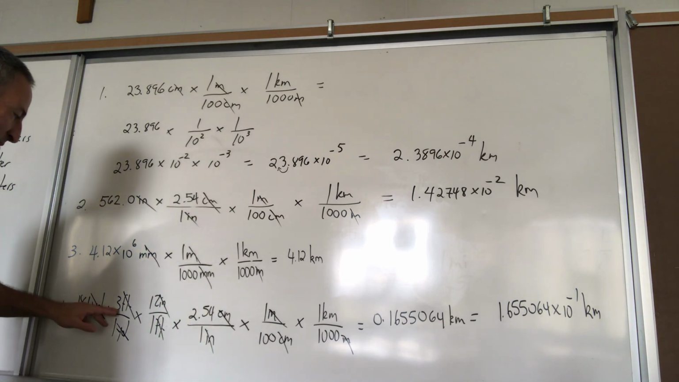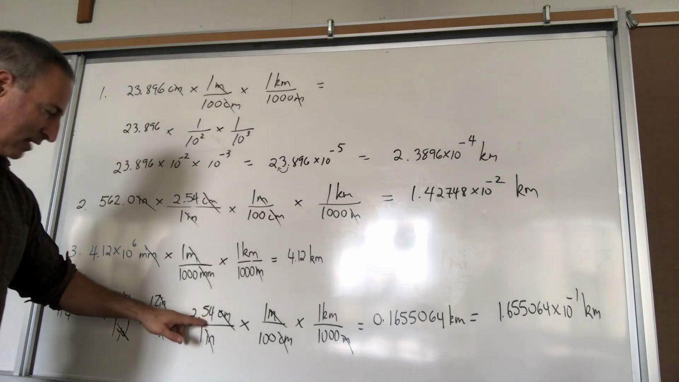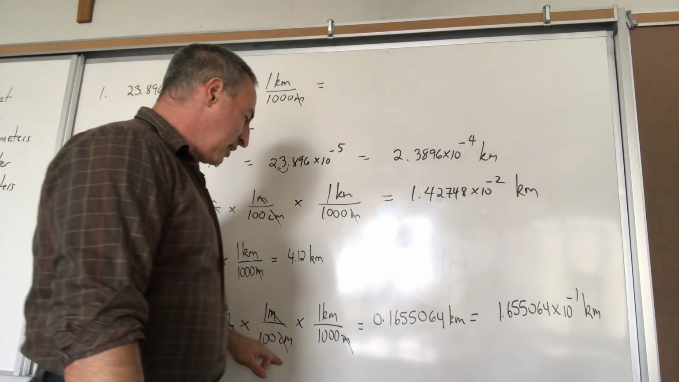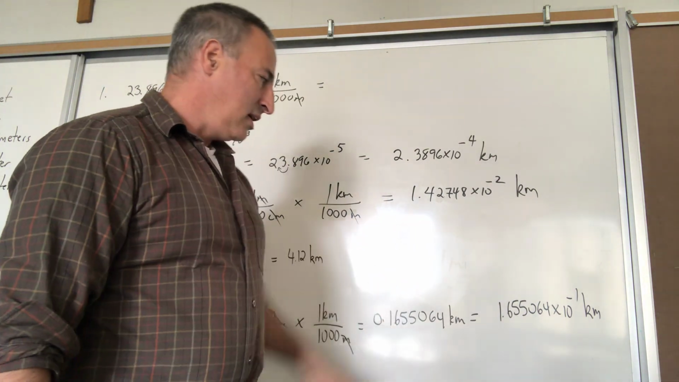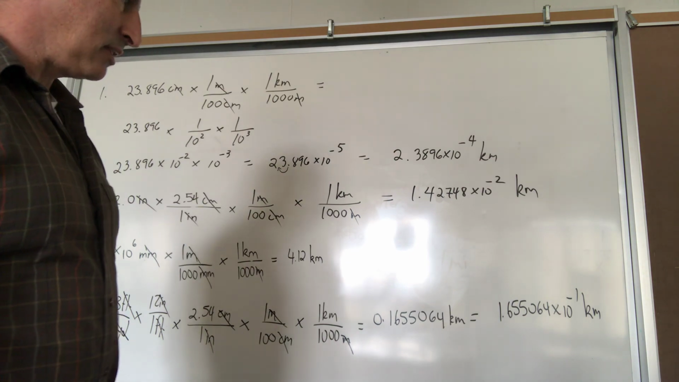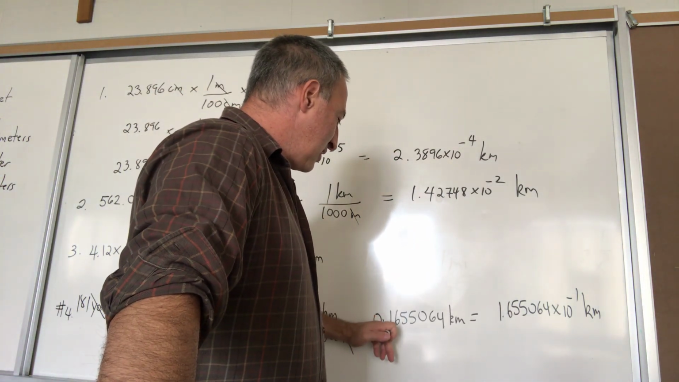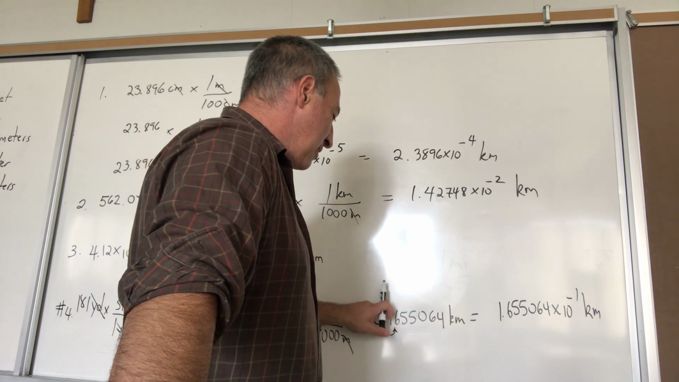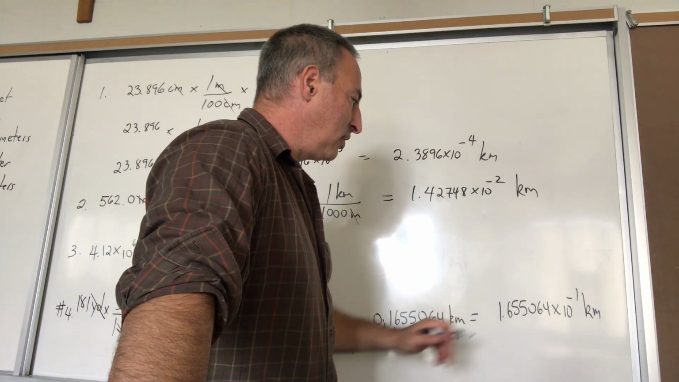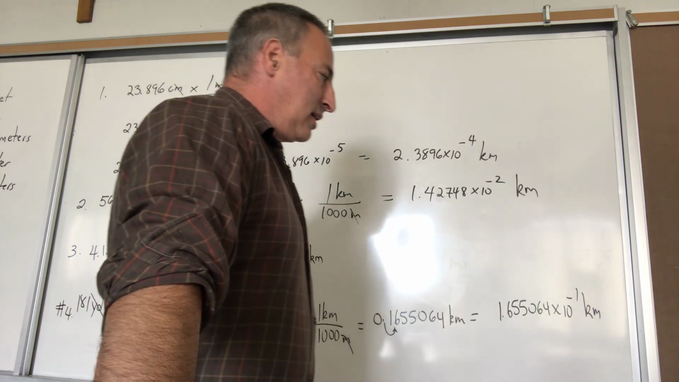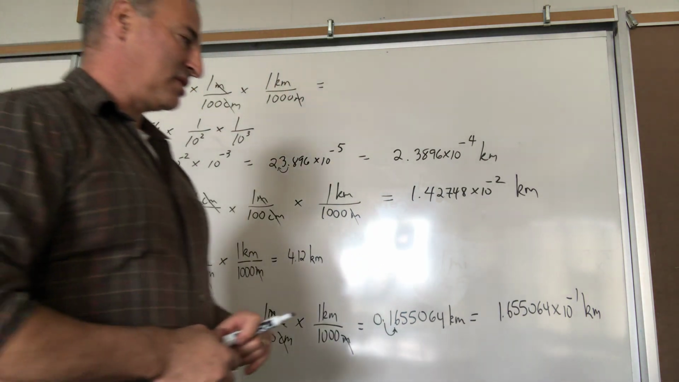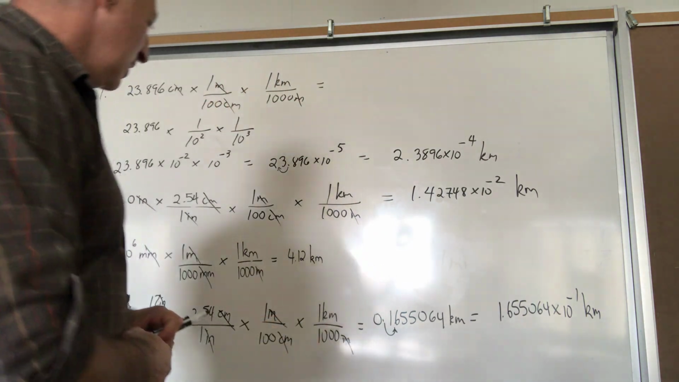So 181 yards times 3 times 12 times 2.54 divided by 100 divided by 1,000 equals 0.165 kilometers. If you want to state it in scientific notation, then you're going to move the decimal over by 1, because that way you have one number before the decimal and the rest after, and that drops the exponent by 1. So you get 1.65 times 10 to the minus 1 kilometers.